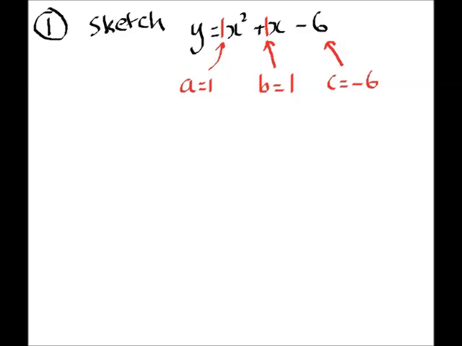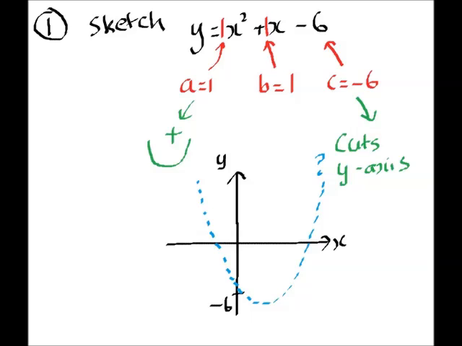Well, a is 1, b is 1, c is minus 6. It's a positive, happy curve because a is positive. It cuts the y-axis at minus 6 because c is minus 6. That means it must cut the x-axis in two places, but it's not immediately obvious where the minimum will be. Will it be to the left or the right of the y-axis, or on it?